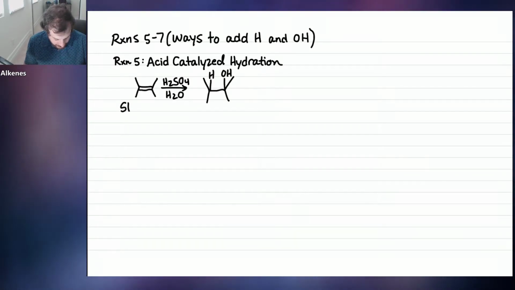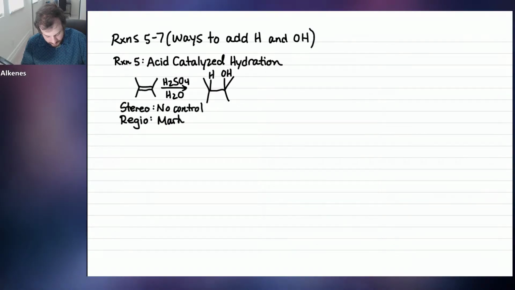In terms of the stereochemistry, there's no control. As we'll see in a moment, the mechanism goes via a carbocation, and you know that carbocations don't have any stereo control because they can attack either the top or the bottom. And in terms of regiochemistry, this is going to be Markovnikov. And if you remember what that means, it means that the H is going to go on the carbon with the most number of H's.